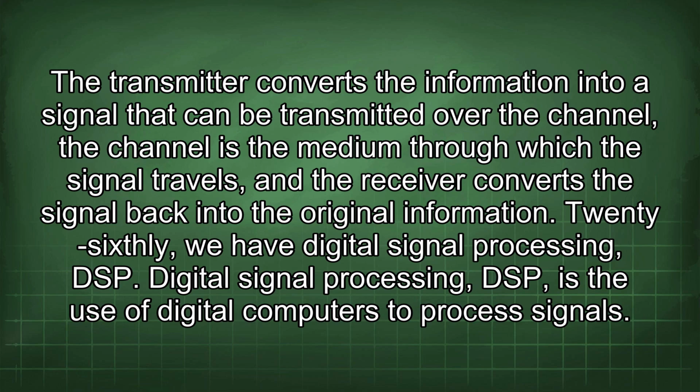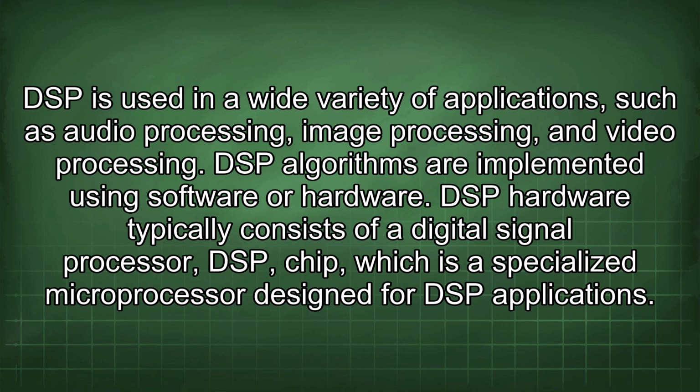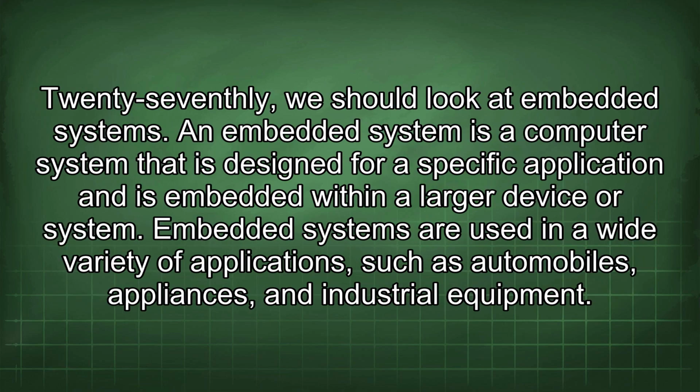Digital signal processing, DSP, is the use of digital computers to process signals. DSP is used in a wide variety of applications, such as audio processing, image processing, and video processing. DSP algorithms are implemented using software or hardware. DSP hardware typically consists of a digital signal processor, DSP chip, which is a specialized microprocessor designed for DSP applications.